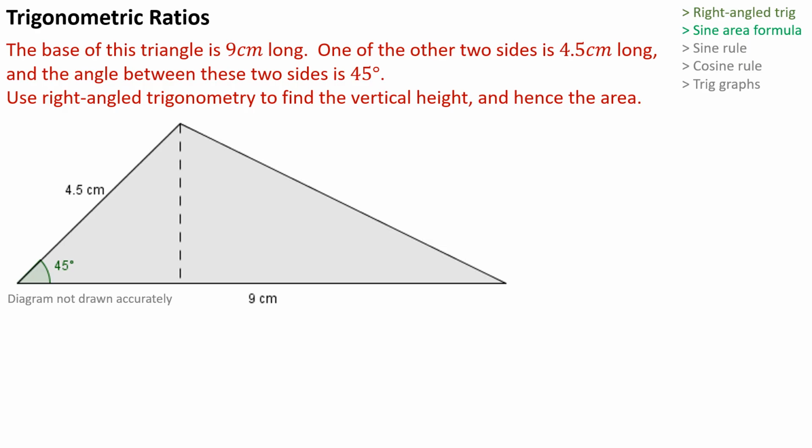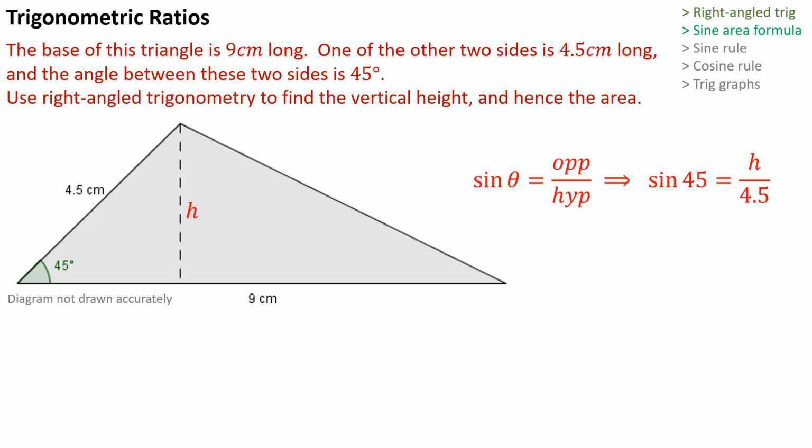So we're going to start with this triangle, which is not necessarily right-angled, certainly doesn't look it. And we're going to use right-angled trigonometry first to find the height, and from the height we can calculate the area. So the base is 9 centimeters. There's a 4.5 centimeter side on the left, and by working out the height first, you should be able to find the area of the triangle. Give this a go. Pause the video, work through it for yourself, and when you're ready, you can compare your answers to mine.